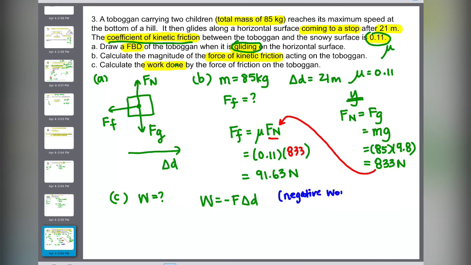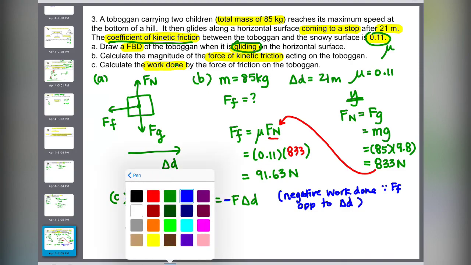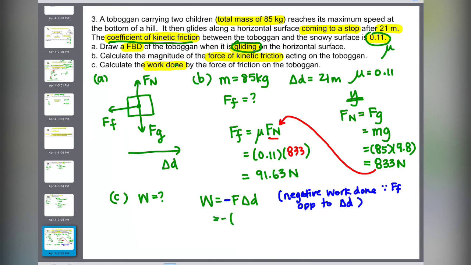I'm just going to make a little note. So negative work done since the force is opposite to the displacement, okay? So I have to stick a negative in front of here. All right, so now it's just math. So negative work, the force is 91.63 that I got from the last question. Displacement is 21. So 91.63 times 21. So my answer worked out to be negative 1924.23.